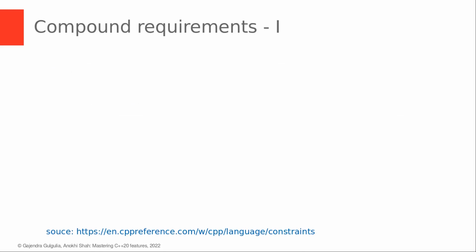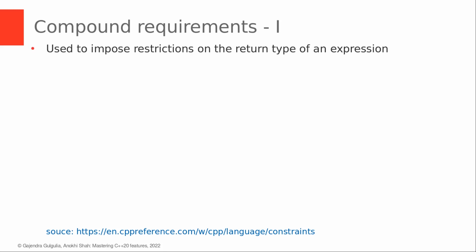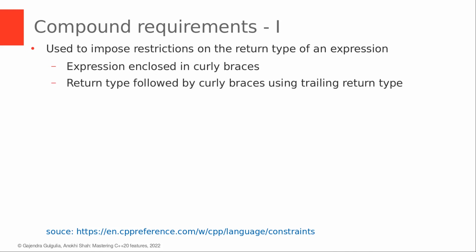In this lecture, we will look at the details of compound requirements. You can also check the CPP reference page on compound requirements, but I have summarized the important points with examples in this lecture. Compound requirements are used to impose restrictions on the return type of an expression, and for this reason, the expression of the requirement has to be enclosed in curly braces, and the return type follows the expression in a similar manner to the trailing return type that is available to functions and methods in C++11.